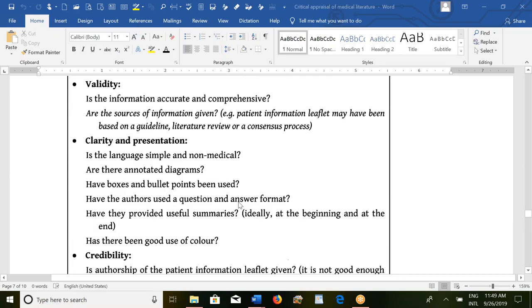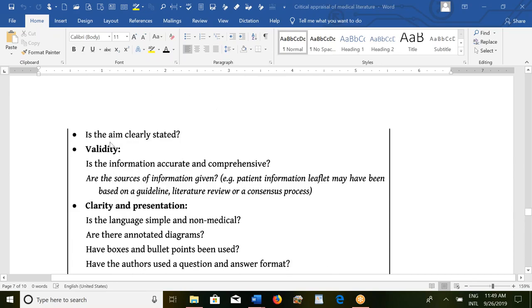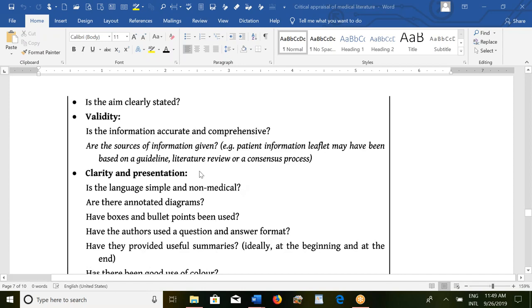So then we should see what is the aim of the PIL. Is it clearly stated? Then how valid is the information? Is the information accurate and comprehensive? Then are the sources of the information given? For example, if it is by some special group, like in your case it is from the European Board, the MRCPI, or the RCOG, you have to see who has developed that paper, what is the source of reference, source of information.